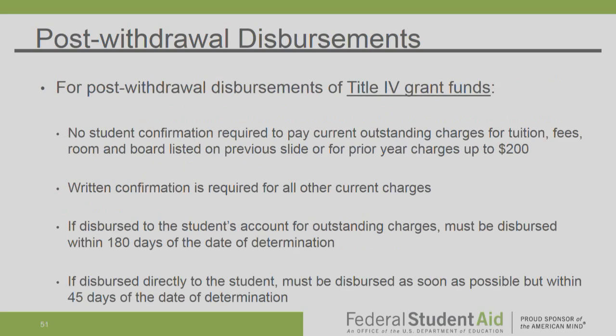For post-withdrawal disbursements of Title IV grant funds, no student confirmation is required to pay for current outstanding charges for tuition, fees, and room and board that we listed on the previous slide, or for prior year charges up to $200. Written confirmation is required by the student for all other charges. If disbursed to the student's account for outstanding charges, it must be disbursed within 180 days of the date of determination. And if disbursed directly to the student, it must be disbursed as soon as possible, but within 45 days of that date of determination.